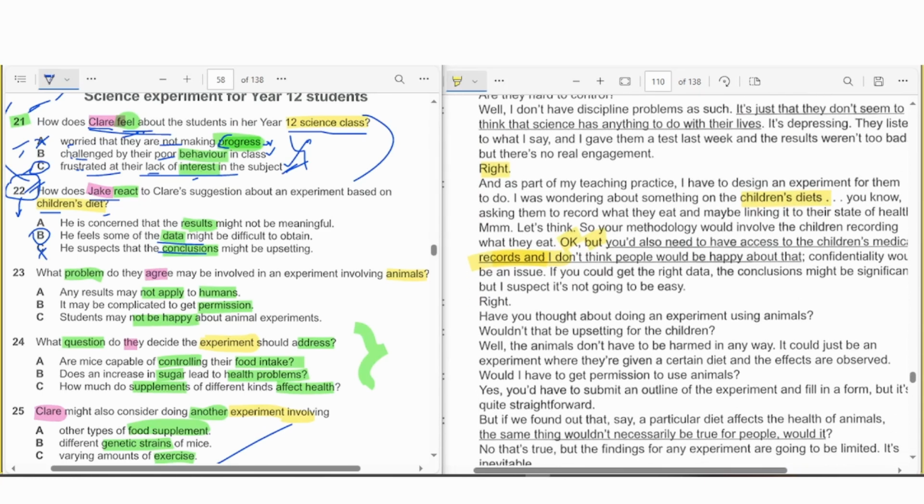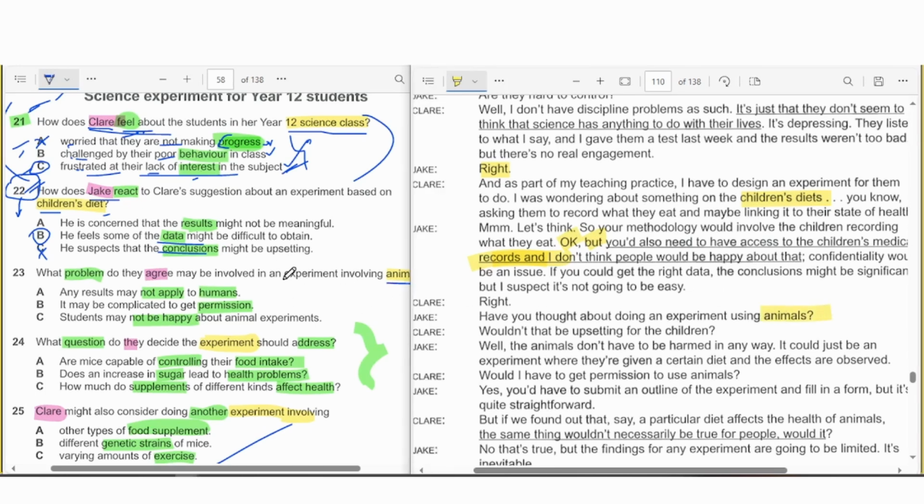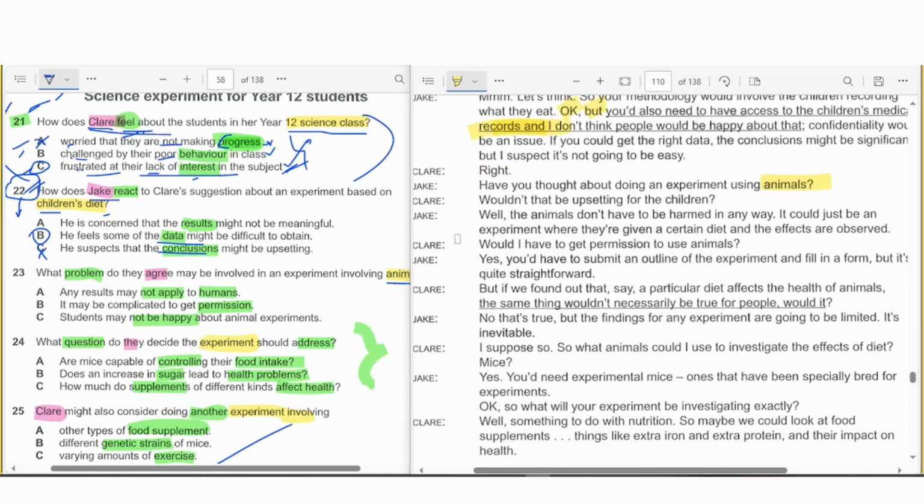"Have you thought about doing an experiment using animals? Wouldn't that be upsetting for the children?" See, animals. When you listen to the word animals, now you know, okay, this is the time for 23. Okay, let's go and do that. "Well, the animals don't have to be harmed in any way. It could just be an experiment where they're given a certain diet and the effects are observed. Would I have to get permission to use animals?" "Yes, you'd have to submit an outline of the experiment and fill in a form, but it's quite straightforward."